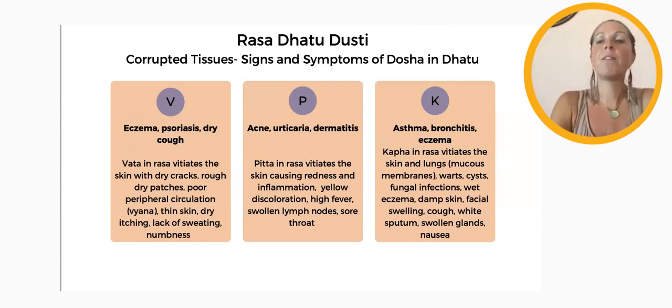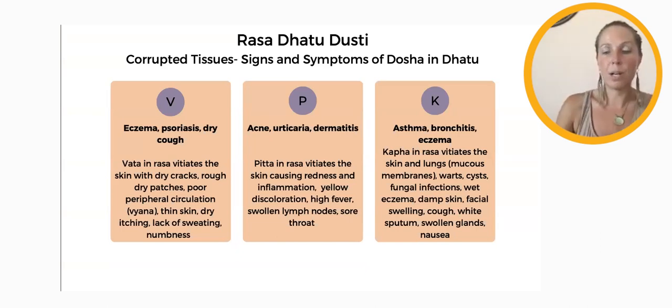Okay. If kapha was increased, you're seeing things that are kapha signs like mucus, vitiated skin and lungs, some of the seats of kapha, warts, cysts, fungal infections, wet eczema, damp skin, facial swelling, cough, white sputum, swollen glands, nausea. And you can see some of these are very visible. So when you're working with clients, or if you're looking through this for yourself, you can actually tell when some of this is happening and already affecting Rasa Dhatu. We've got signs through our skin.